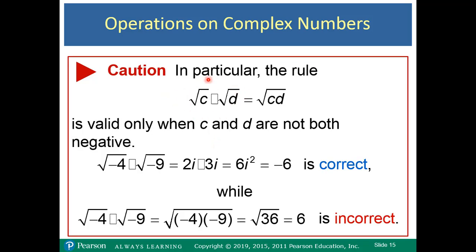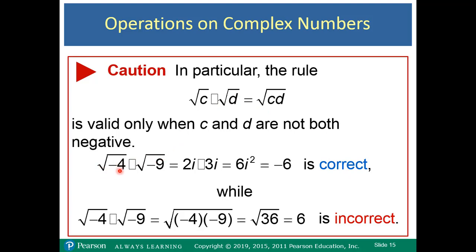So here's another question. In particular, the rule that the square root of c times the square root of d equals the square root of cd is true, but it is valid only when c and d are not both negative. When they are both negative, we want to make sure that we change it first, because watch out. If we put them together, we get -4 times -9, which is positive 36, which gives us a positive 6. That is not correct. So whenever you have negatives, always change it to the imaginary number with i.